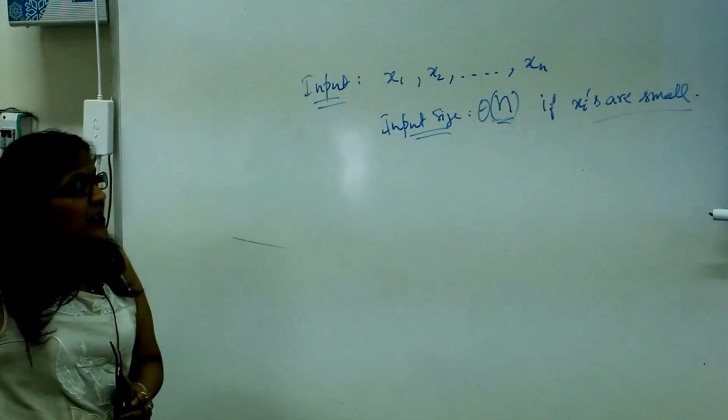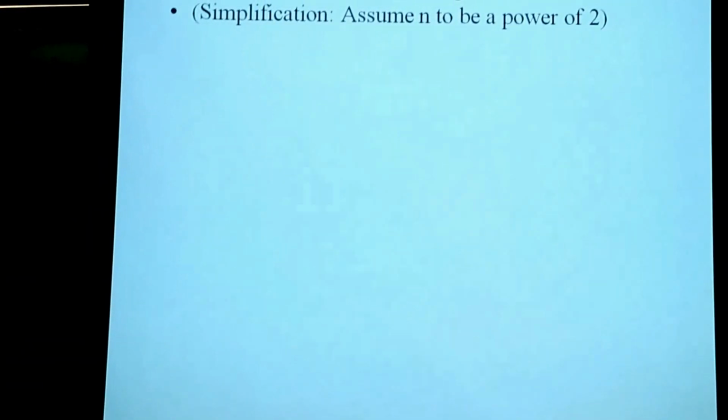Okay, let's see this problem: computing the exponent 3 raised to the power n. Just for the sake of simplicity, we assume n to be a power of 2.